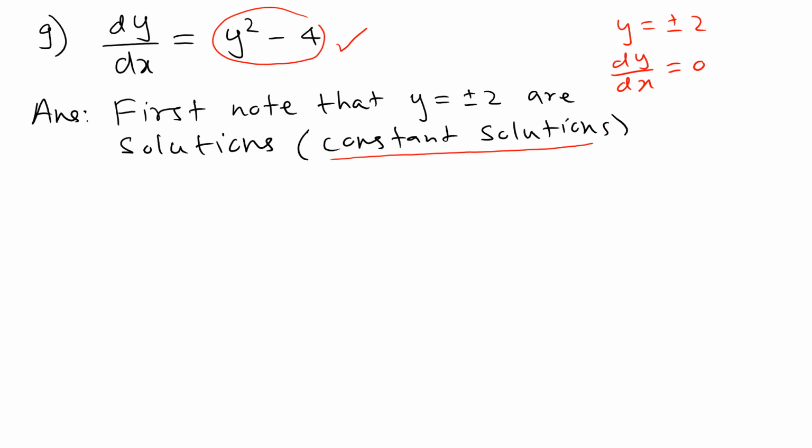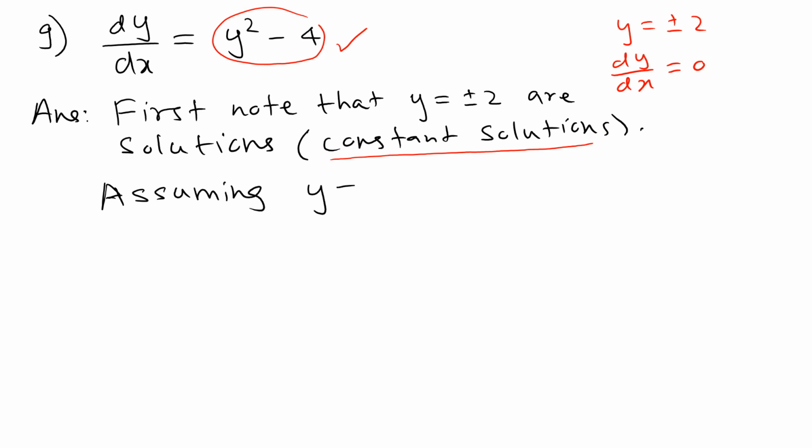So it depends on the problem. But if you are given some other condition, like y(0) = 1 or y(0) = 3, then those two are not solutions of the problem. But in general, these two are solutions. And then after that, we can assume that y is not equal to those two. So this is how to completely solve these problems.